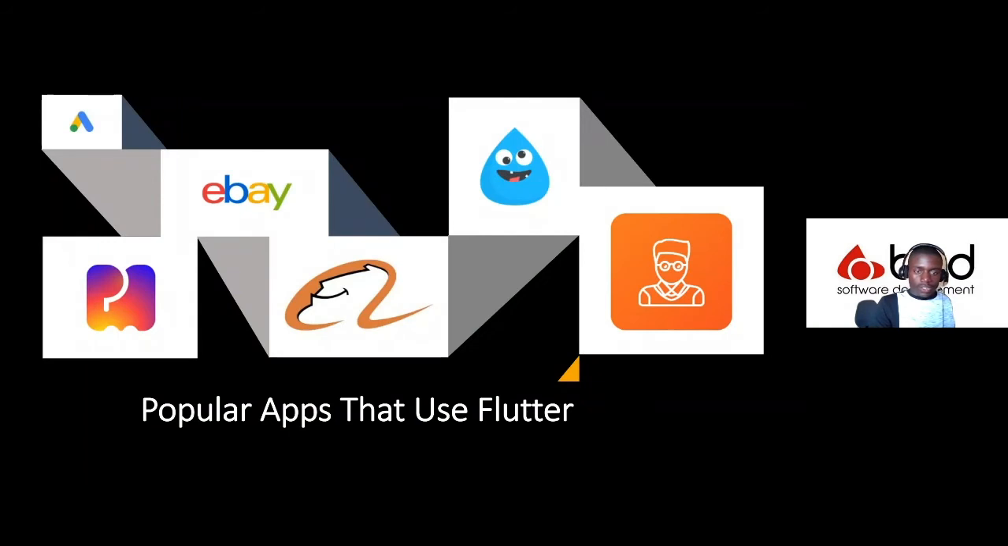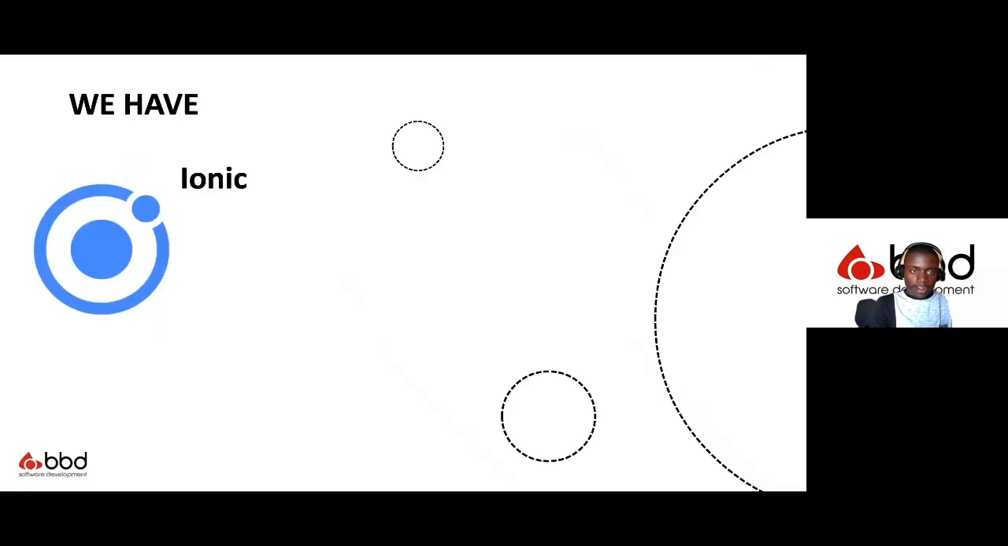Okay, what you see on the screen now are some popular apps which are doing well in the industry. They are actually built on Flutter. We have, for example, Google Ads, eBay, Watermaniac, and Alibaba. Then we have a proudly local one, Metric Live. It's actually a South African app and it's also doing well. You can check out those apps if you want.